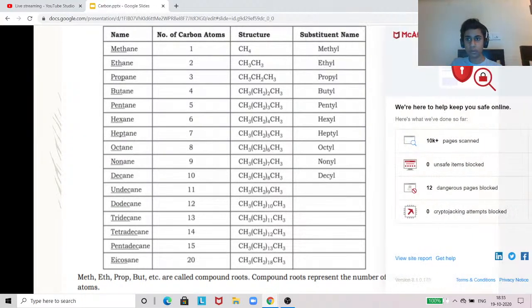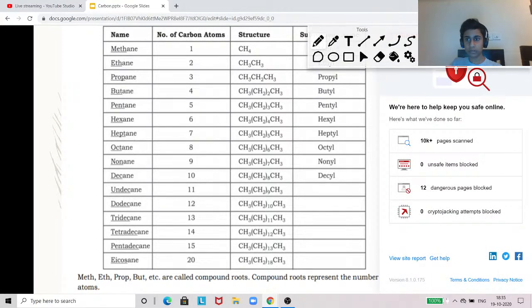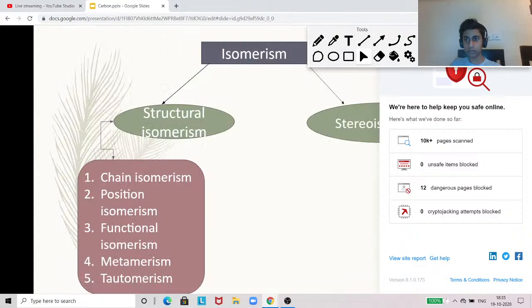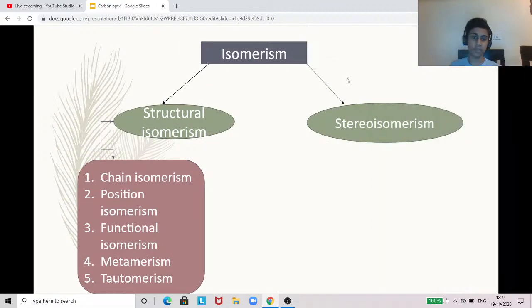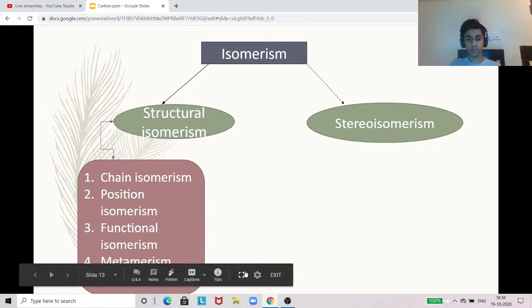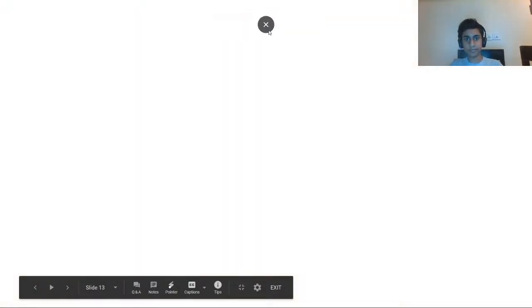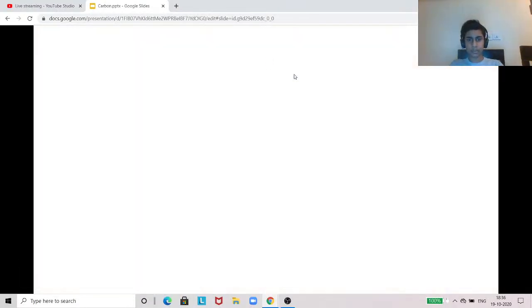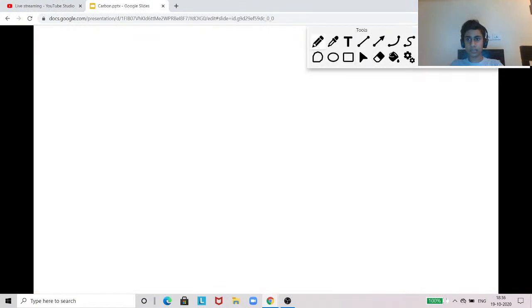So now we look at isomerism. Yes, this is a very interesting topic. Why? Because we're going to understand this using an analogy. Sounds fair?